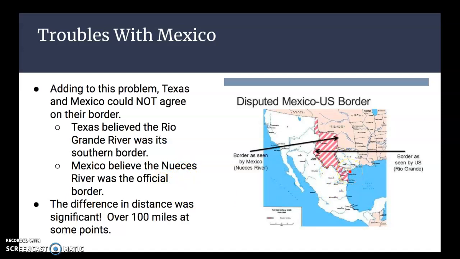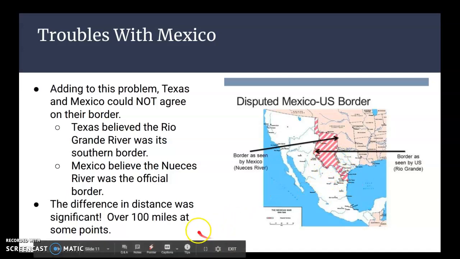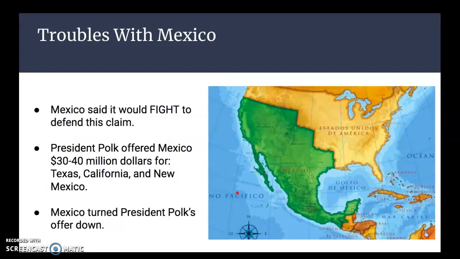That had been the traditional border of the state of Texas when it was part of Mexico and when it was the Texas Republic too. So there's this dispute. America and the Texans think this should be the border, and Mexico thinks this should be the southern border of Texas. So the difference there is hundreds of miles from this border to this border, and then thousands of square miles in this area. So that was a significant difference in how they viewed the borders. So Mexico said they're going to fight to defend their claim to the disputed areas.